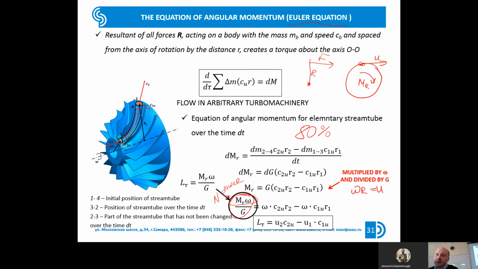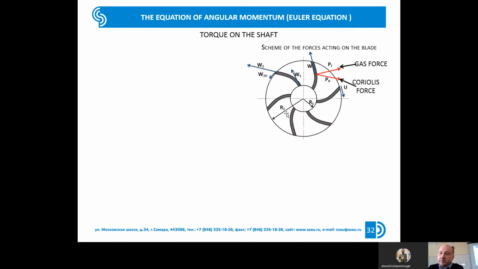So the source of momentum, the source of torque, is the forces. Of course, in the case of turbomachinery, it's the forces which impact the blades. And how do you think, what kind of forces impact the blades? I think it's very simple. There are two kinds of forces.